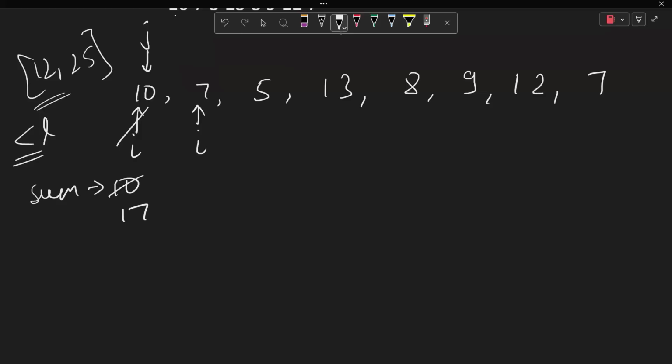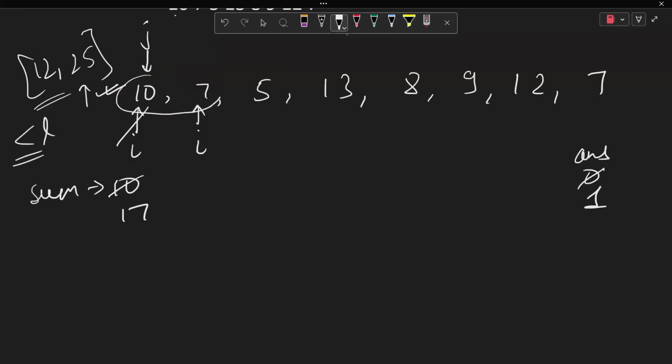Now we would check whether 17 falls in this range. Yes, it falls. So now we can just pick up this range and increase our answer by 1. So we got our one range. Our answer would be initially 0, and we would increase it by 1.